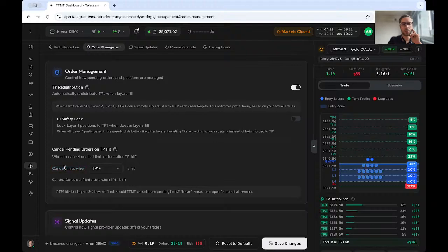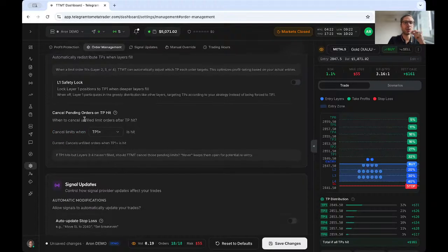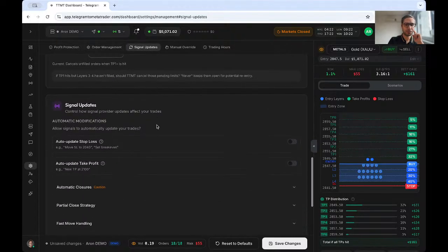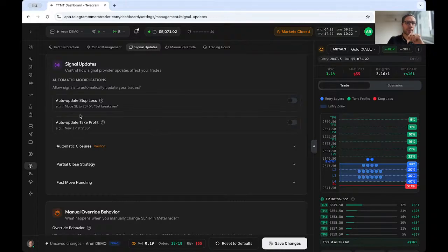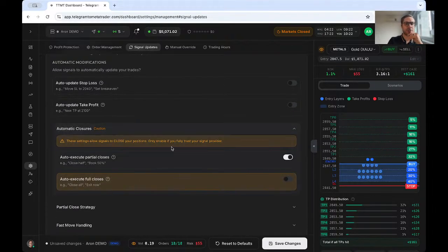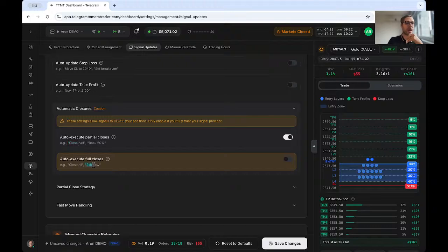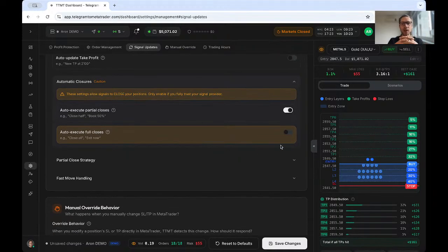Also, you can make sure that the system cancels unfilled or pending orders when a take profit is hit. It's similar to break even, and you can also tell the system when it should do this. Signal updates: auto update stop loss, auto update take profit, when there is a signal about moving your stop loss to a specific price or changing your TP level. Auto closures: close half of your trade, exit now, I am out of the trade right now. These are all responsible for that, and you can tell the system to either follow these signals or simply ignore these signals.